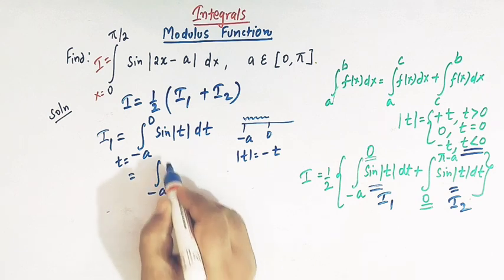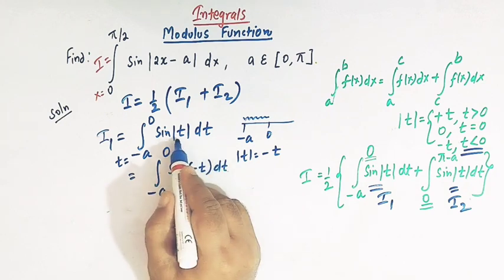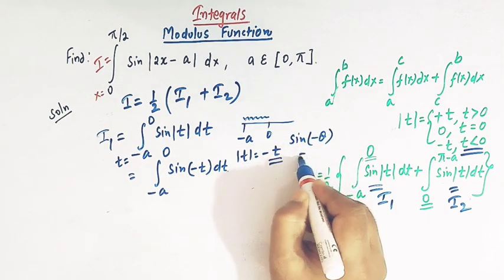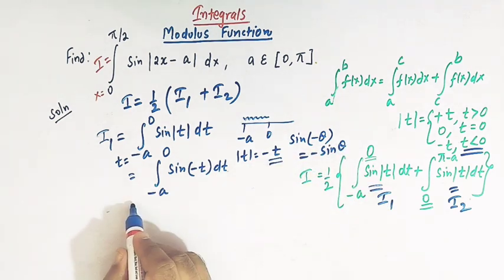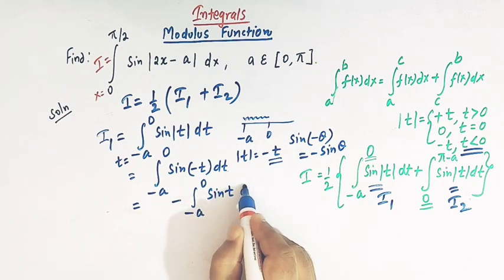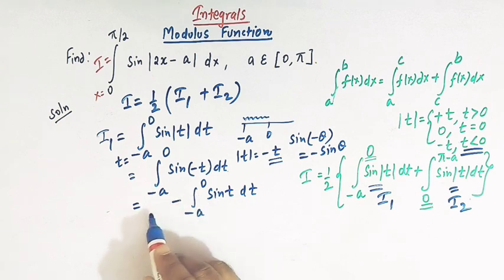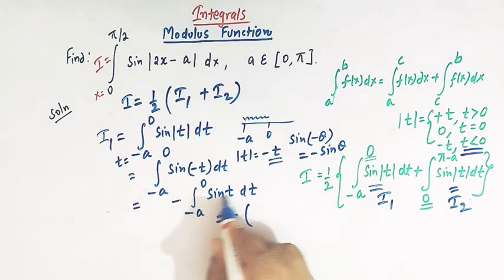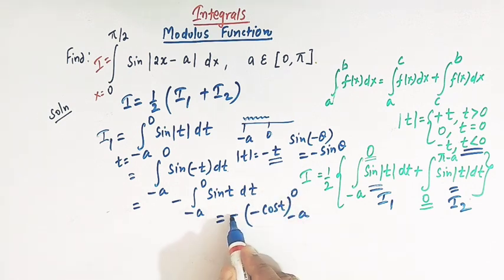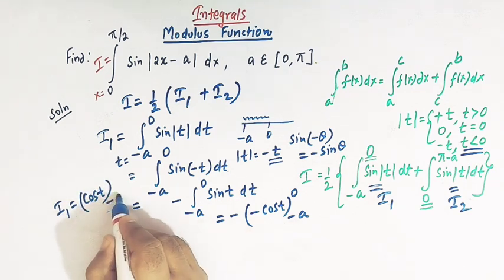So we have now minus a to 0, and here we have sine of minus t, right? Because mod of t is now replaced by minus t. Now from trigonometry, we know that the sine of minus theta is equal to minus of sine theta, right? So this is negative of the integral from minus a to 0 of sine t dt, right? So sine of minus t is minus sine t, and taking this negative sign outside the integral. Now the integral of sine t is minus cos of t, right? And the limits are from minus a to 0. So this negative and this negative become positive. So we have cos of t, and the limits are from minus a to 0.